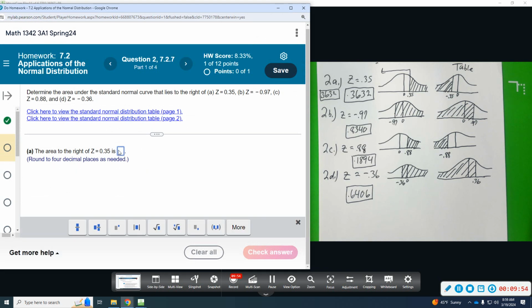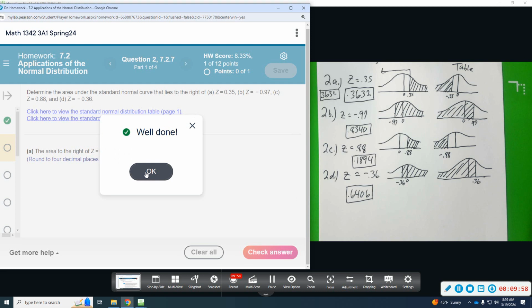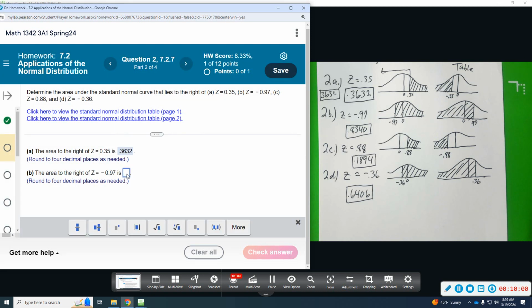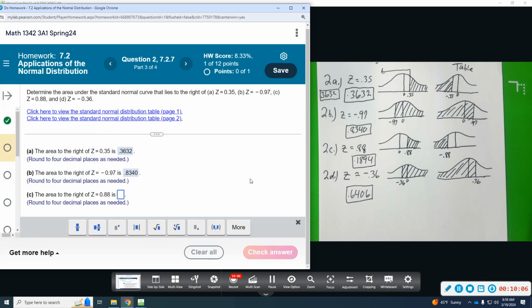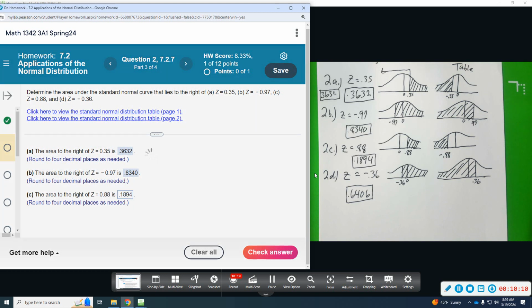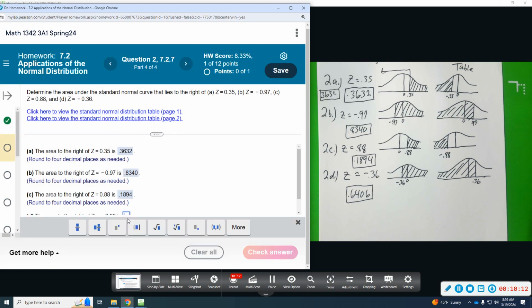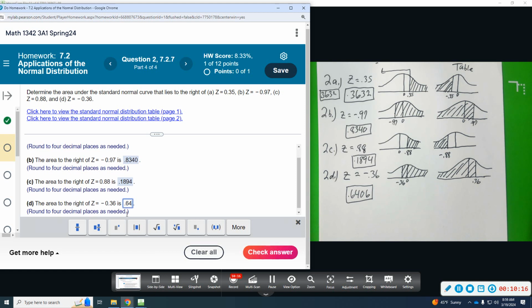So let's put these in. We got 0.3632. The second one we got 0.8340. Third one we have 0.1894. And then the fourth one we got 0.640.